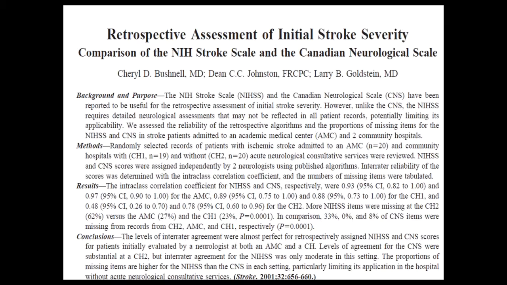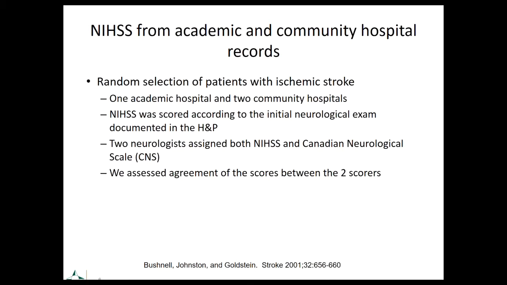And then what I'm going to talk to you about in the next several slides is how we used the retrospective algorithm to score severity both with the NIH stroke scale and the Canadian neurological scale at Duke when I was during my stroke fellowship. And my fellow stroke fellow, Dean Johnston, and I put together this small study to assess the correlation between agreement between 2 different raters and also how many of the items were missing when you look at different hospital records. And so we actually used an academic hospital and 2 community hospitals in the state who were places where as stroke fellows we did clinics, and so they were gracious enough to send us de-identified records of representative ischemic stroke patients discharged from their hospitals.